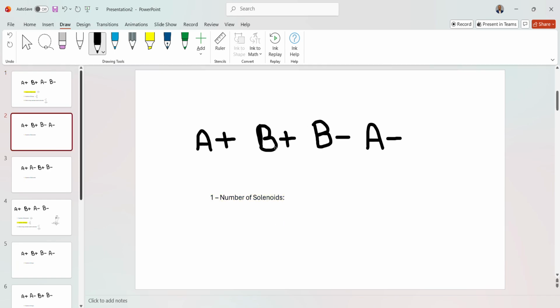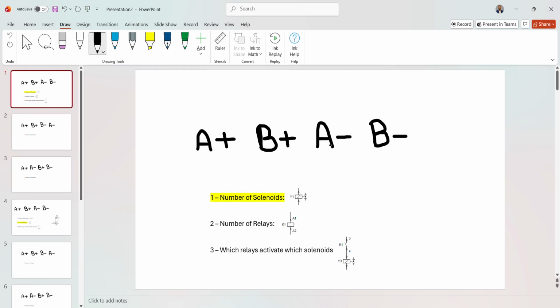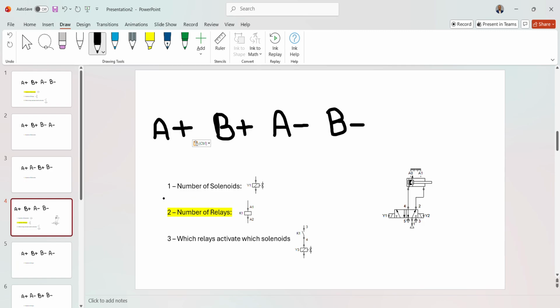So regardless of the sequence you have, it all depends on the number of sequences itself rather than the type of the sequence. 2 cylinders, 4 solenoids; 3 cylinders, usually 6 solenoids, of course, if you are not using a spring return valve. So this is straightforward and simple to answer. We move to the next question, which is the important question.